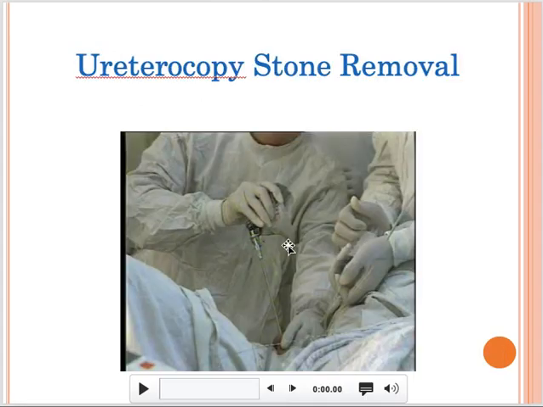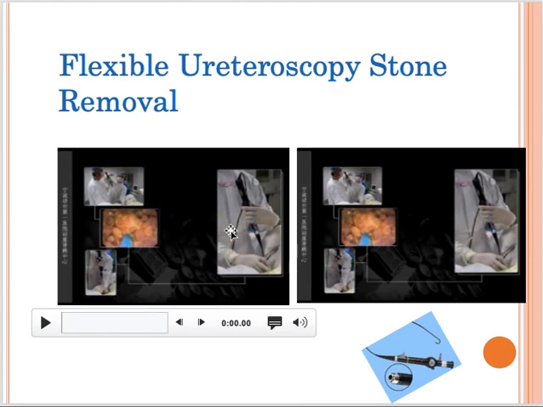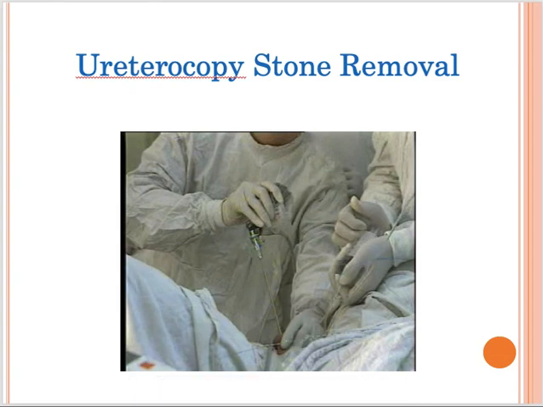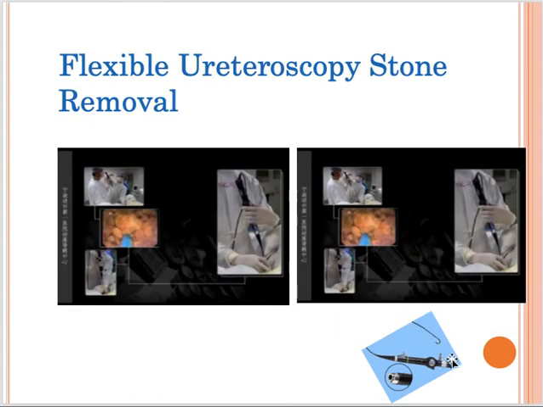I told you about ureteroscopic stone removal. This is a ureteroscope, and they can remove the stone through that. This is flexible ureteroscopy stone removal. This one is the flexible one, and of course, this is the rigid one. See the metal, and see the bendable material.